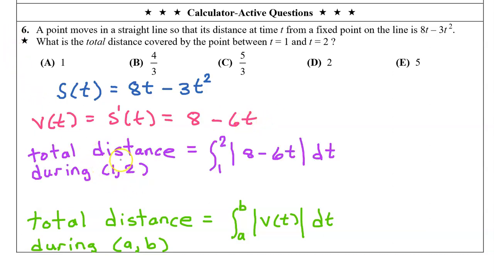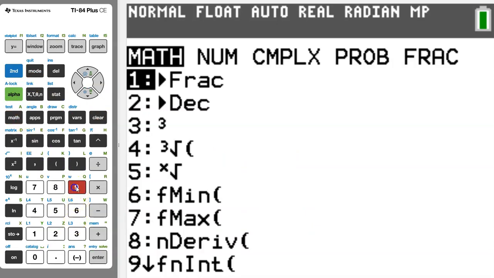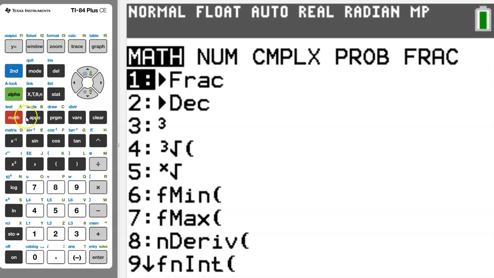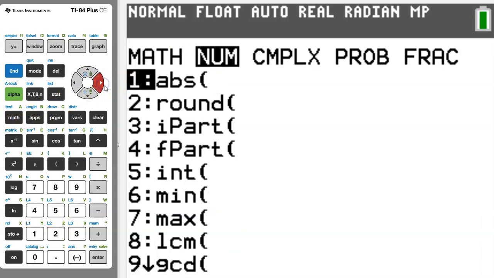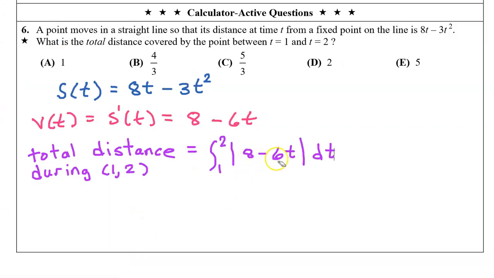So the total distance traveled during the interval from t equals 1 to t equals 2 will be the integral from 1 to 2 of the absolute value of this velocity function. I can type this into the calculator. So let's see, I need the integral from 1 to 2. So I hit Math 9, and we're going to do from 1 to 2. Then I need the absolute value. So hit the Math button, switch over to the Num menu, and absolute value is the first choice. So I have the absolute value, and it was 8 minus 6t.